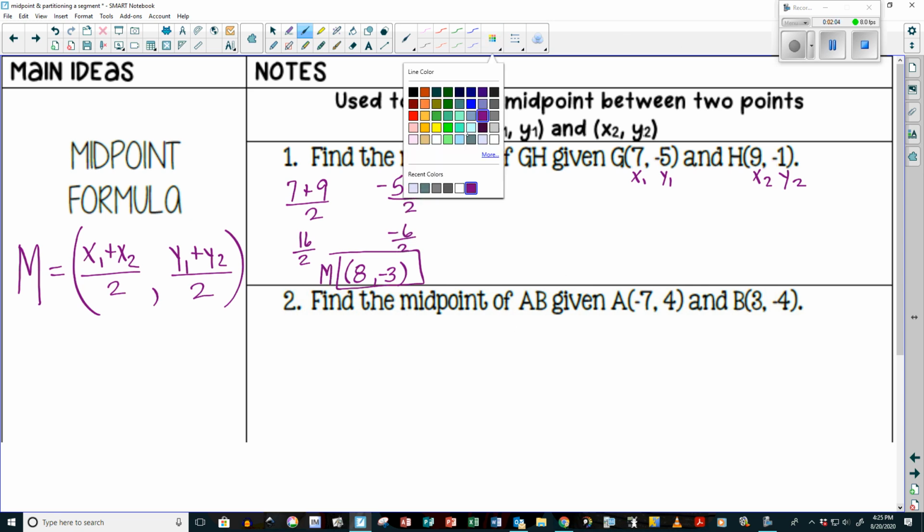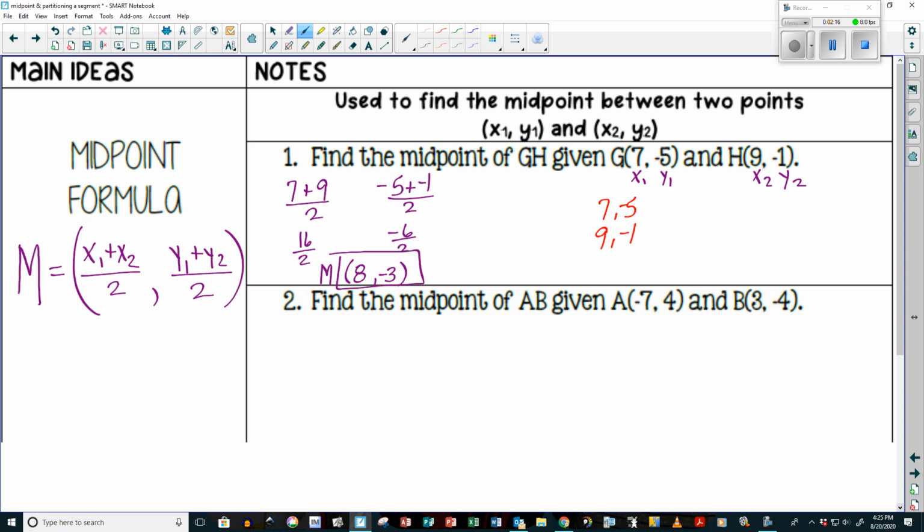Now, the alternate way that may make more sense to some people is to just do this. Take your 2 points, stack them on top of each other, just like you were listing them, and add them together. 7 plus 9 is 16. -5 plus -1 is -6. Now divide both by 2, and you get (8, -3). So either way, you get the same answer. Now you are going to try number 2 on your own in the video, and then we will check it.